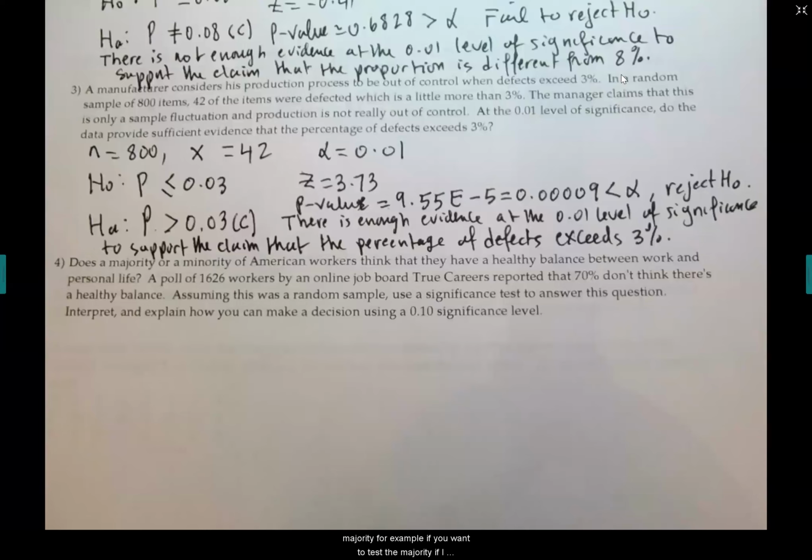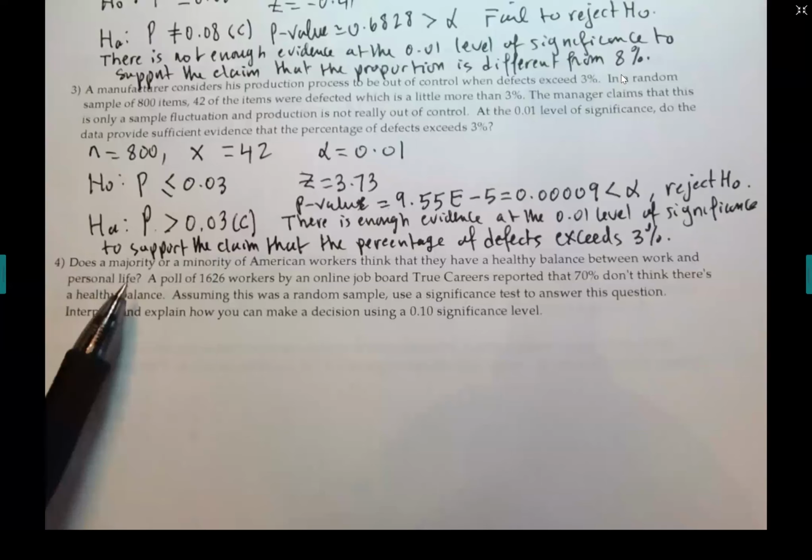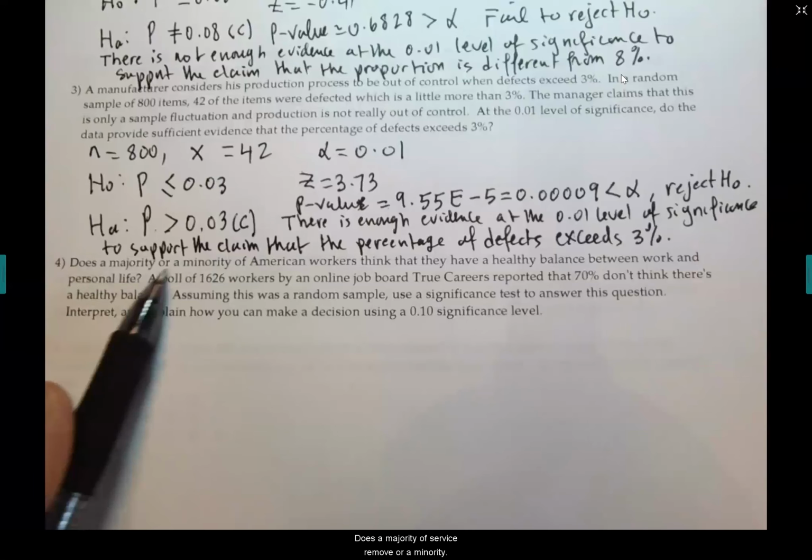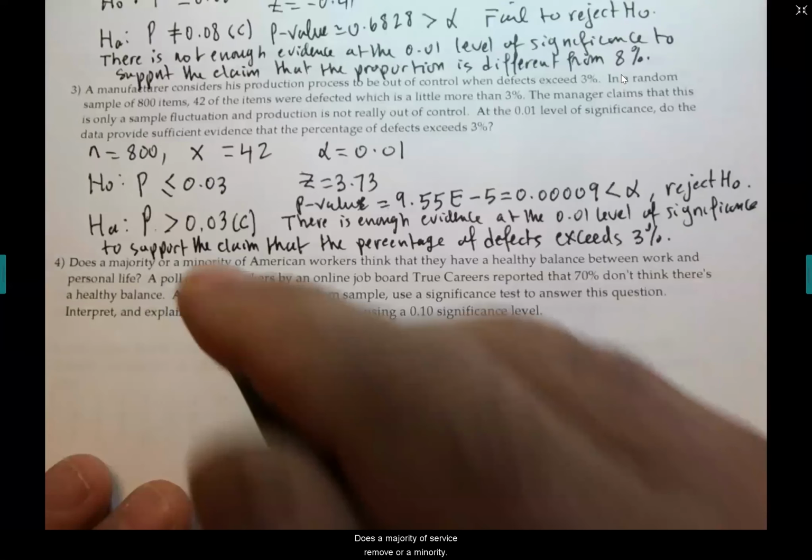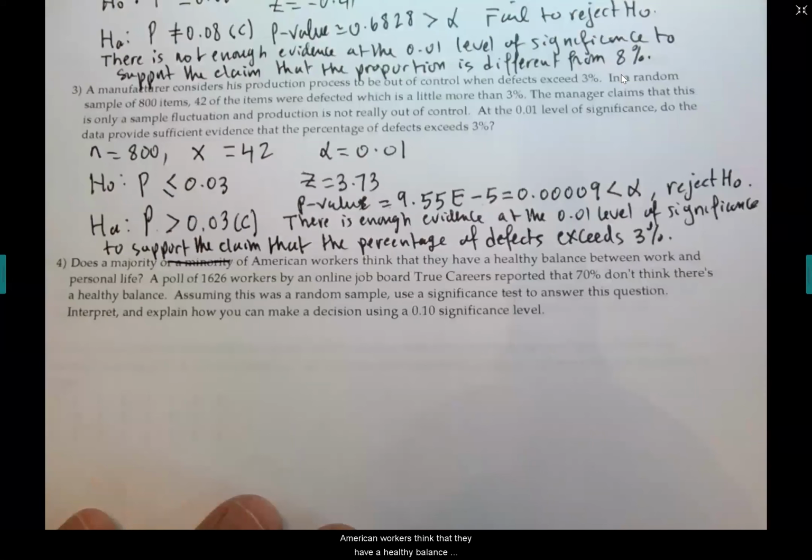If you want to test the majority, if I ask you this question, I would say, does a majority of, so let's remove or a minority, I'm just going to put the majority of American workers think that they have a healthy balance between work and personal life. Can you guys type in the null and the alternative hypothesis and see what you come up with?